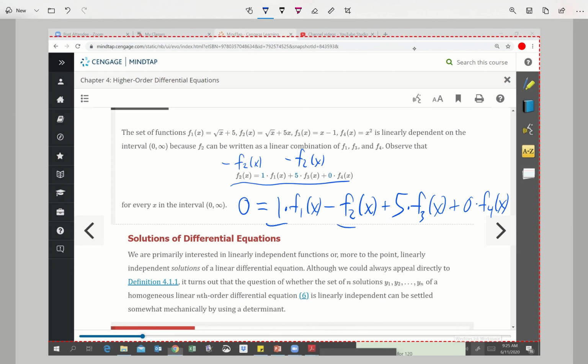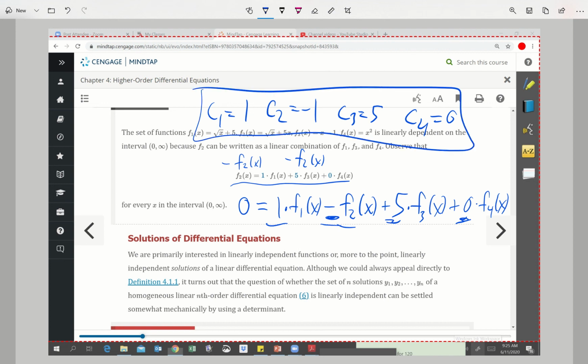And these would be the coefficients we were talking about. So if you take c1 to be equal to 1, c2 to be equal to negative 1, c3 to be equal to 5, and c4 to be equal to 0, we see that here's a collection of coefficients, not all equal to 0, such that c1 times f1 plus c2 times f2 plus c3 times f3 plus c4 times f4 is equal to 0 for all x in the interval 0 to 1, and that shows that these functions would be linearly dependent.